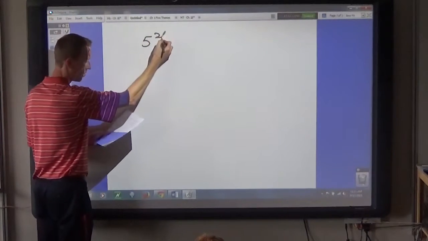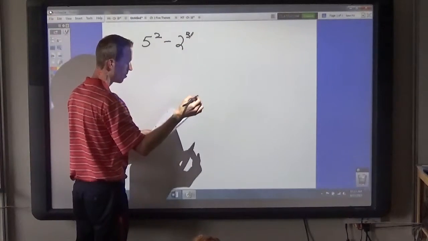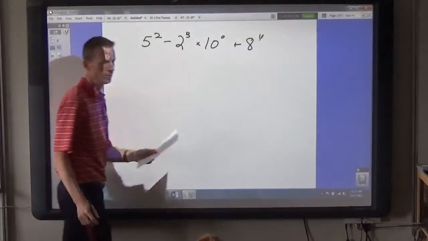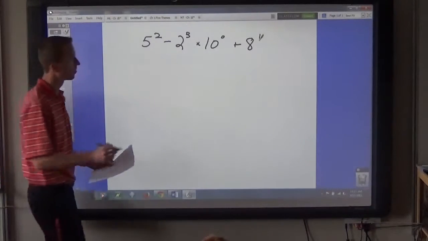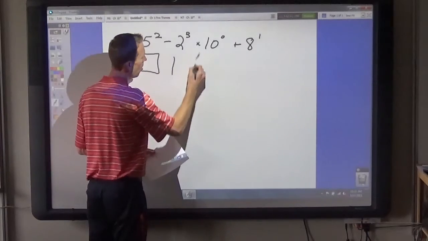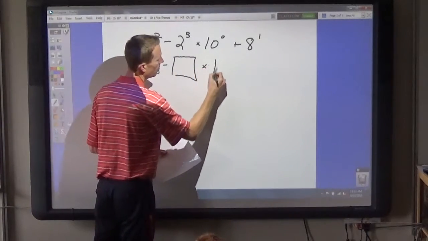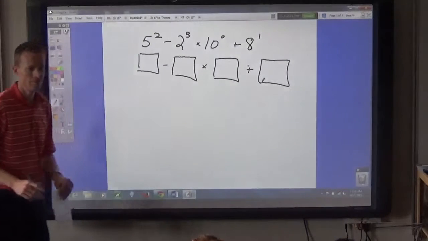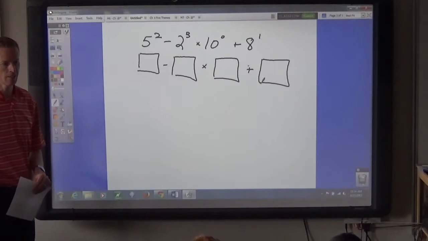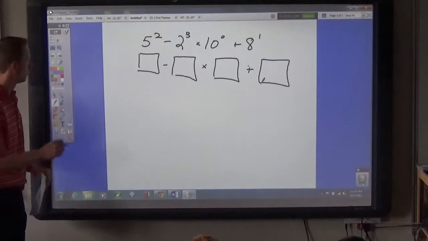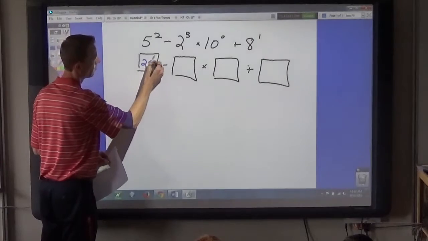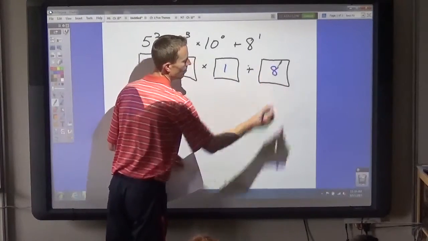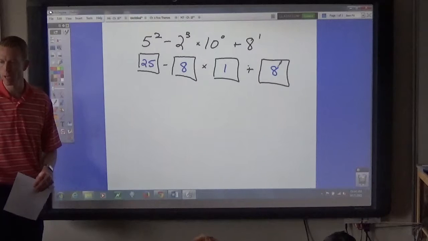Number 2. 5 squared minus 2 to the 3rd times 10 to the 0 plus 8 to the 1st. So we have to simplify all of the powers first, because there are no parentheses, right? So go ahead and do that. That's what you should have in the first row of boxes.